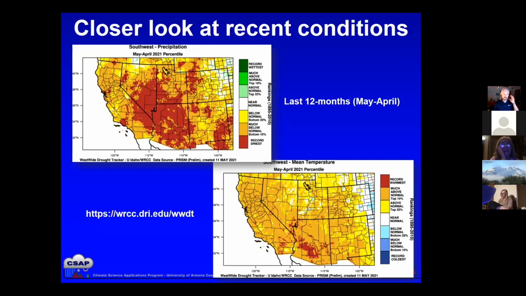Okay, so we're going to move forward here, do a quick recap on the last 12 months, and then we'll move into the climate projections. All right, so this is May through April precipitation. This is the last 12 months, and it doesn't look a lot different than the previous maps I showed you, because it really isn't.